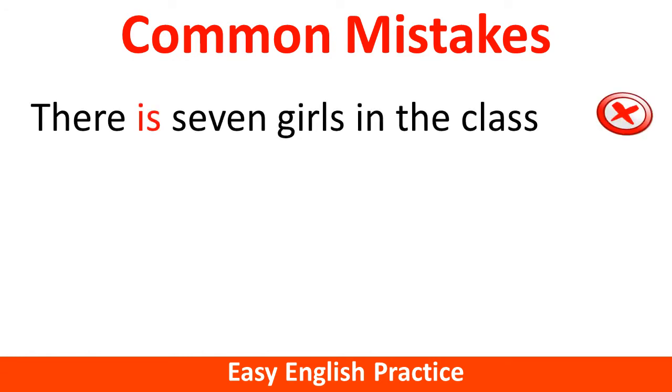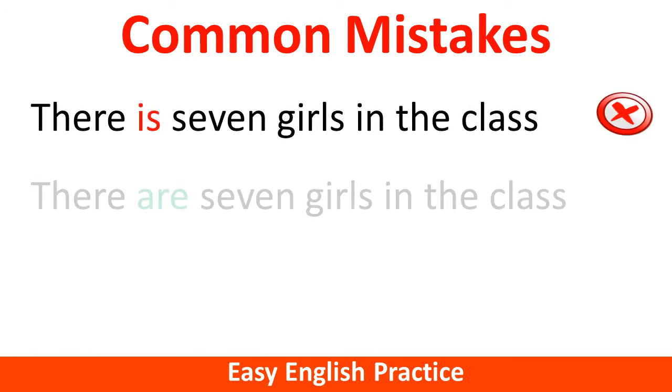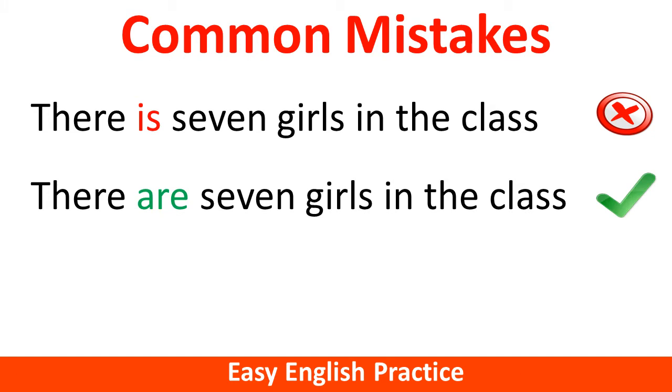There is 7 girls in the class. The correction is there are 7 girls in the class. In this example there is a plural noun, so we will use the plural verb are. If there is 1 girl in the class, I would say there is 1 girl.